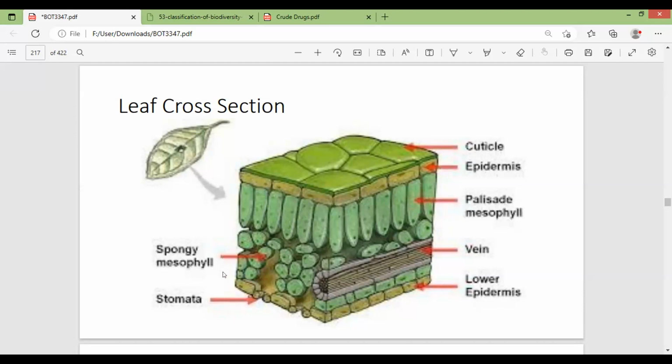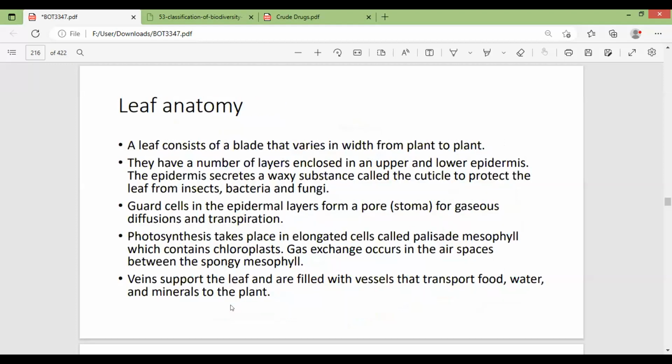But in the spongy mesophyll cells, this is where exchange of gas will take place. That's why you're seeing the stomata here. You can see the spongy mesophyll layer here. It is characterized by these large spaces because there is gaseous exchange taking place here. Palisade, photosynthesis. Spongy mesophyll cells, gaseous exchange. You can see the stomata there.